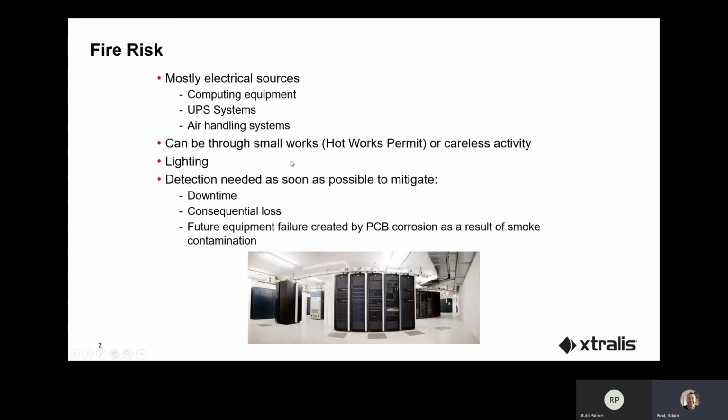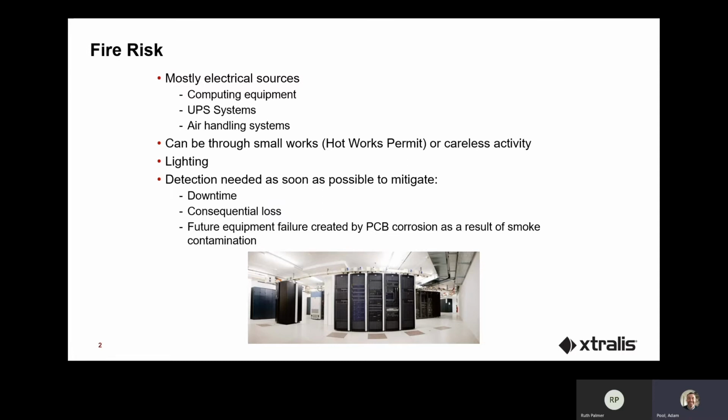So what is the fire risk in a data center? It is a pretty straightforward thing to consider. It's obviously mostly the electrical sources. Data centers by their very nature are very heavily loaded with power demands, and because of all of that electronic equipment within a data center, there is a very high risk of an electrical related fire.